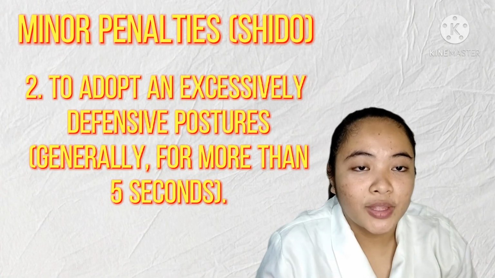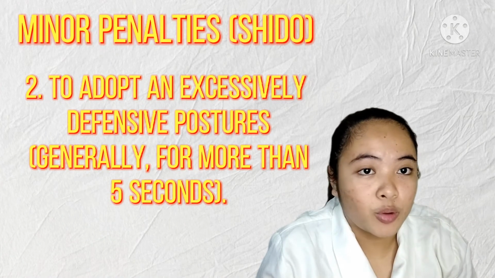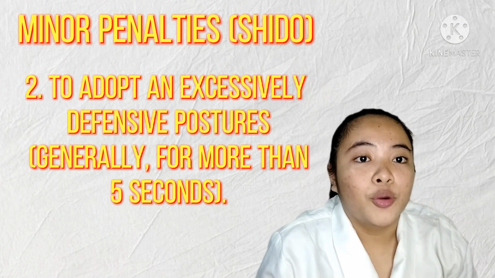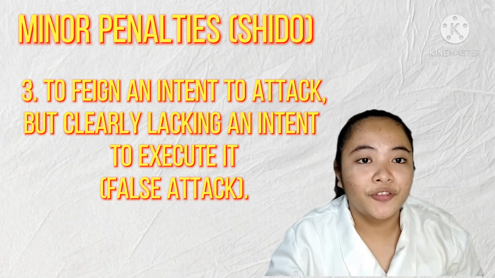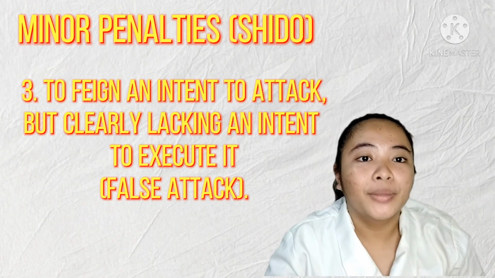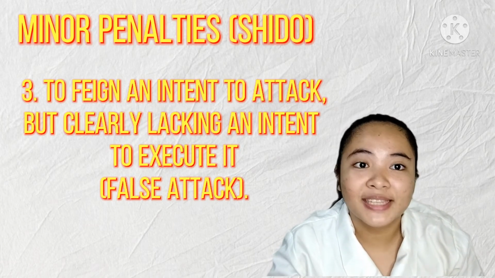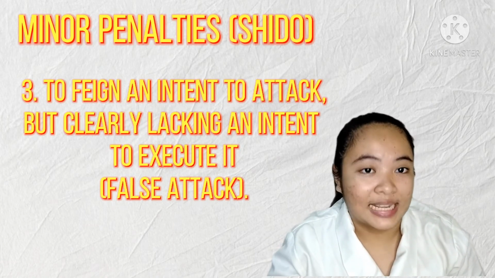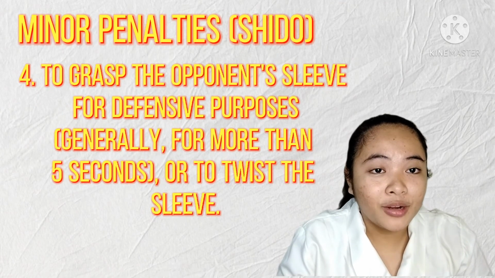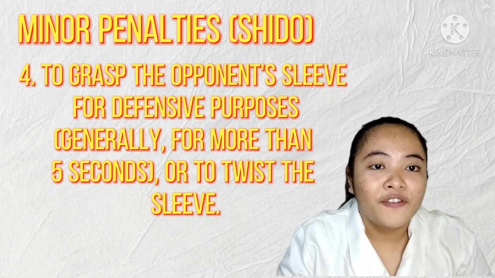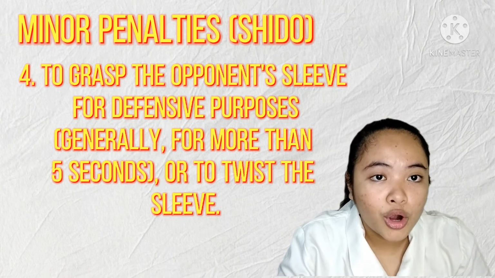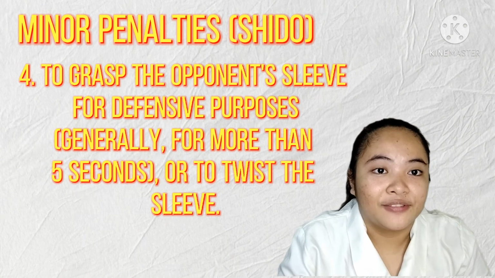Number 2. To adopt an excessively defensive posture, generally for more than 5 seconds. Number 3. To feign an intent to attack but clearly lacking an intent to execute it. Number 4. To grasp the opponent's sleeve for defensive purposes, generally for more than 5 seconds, or to twist the sleeve. This is a continuation of the minor penalties or shidos.